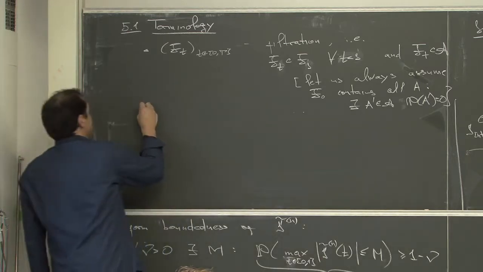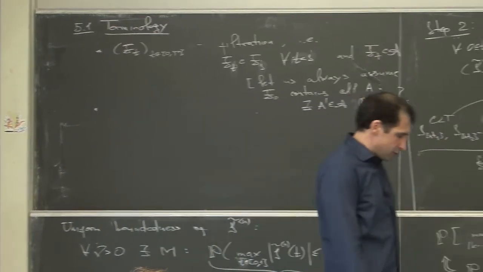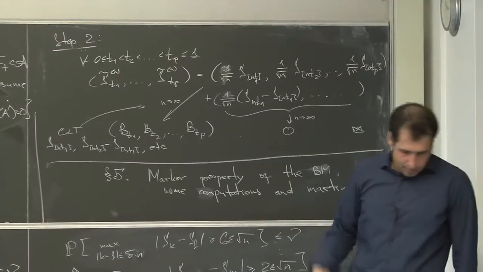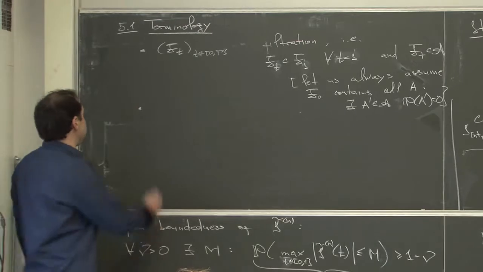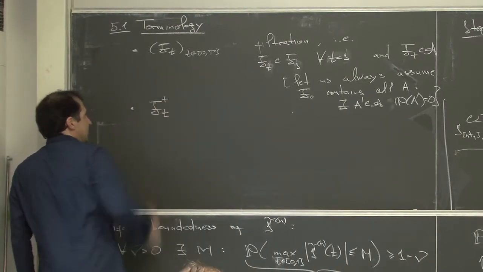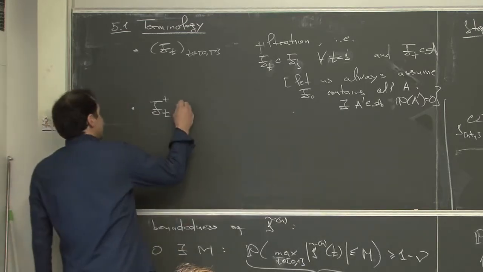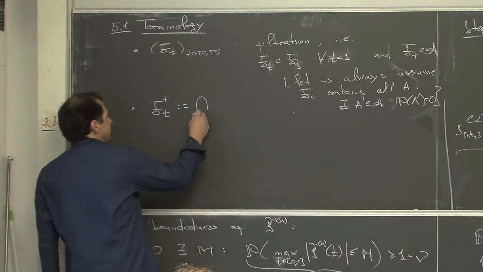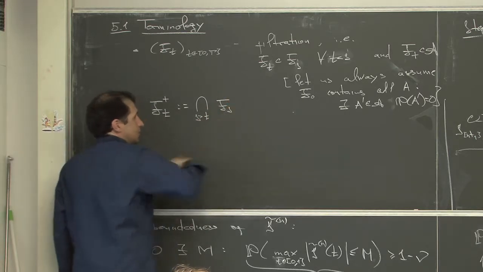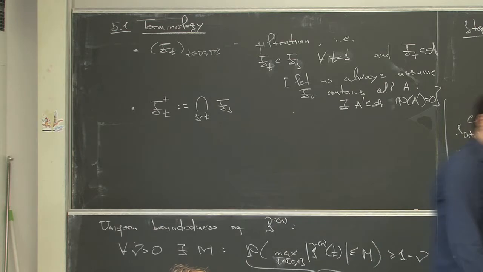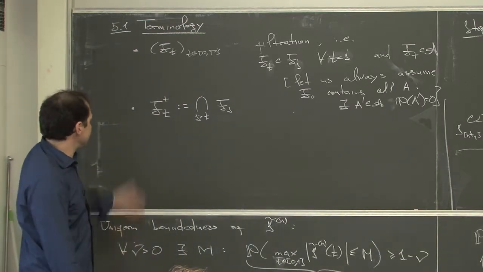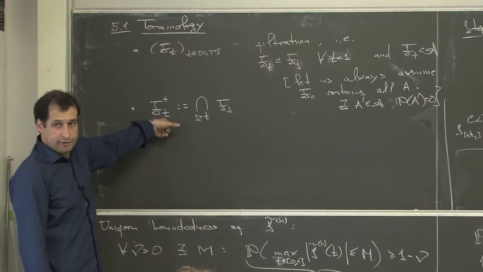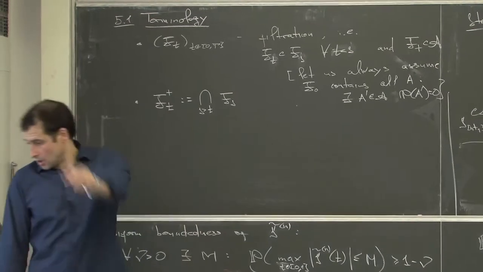Then there is something which is specific for the continuum setup and which doesn't disturb us in discrete time. Let me introduce the notation F_{t+}. So what's that? By definition, this is just an intersection of everything which is after the time t. Well, trivially, this is still a sigma algebra, so of course it contains F_t, but in general it does not coincide with F_t. Okay, good.